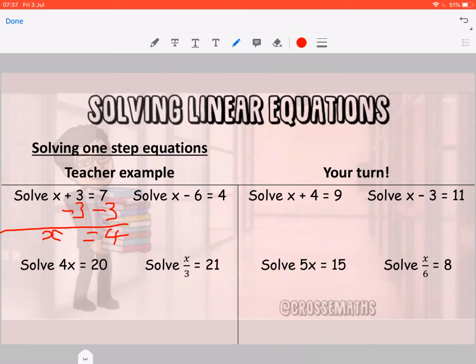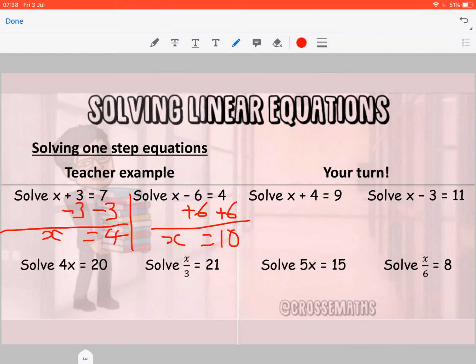Okay, I've got x minus 6 equals 4. Okay, I want to get rid of that minus 6 now. Okay, so in order to get rid of that minus 6, I'm going to add 6 to both sides. x moves straight down. Minus 6 plus 6 makes nothing. 4 plus 6 is 10.